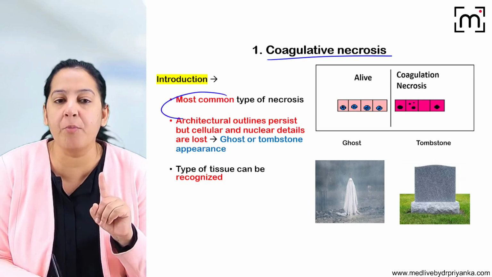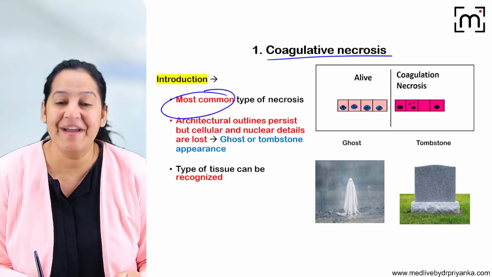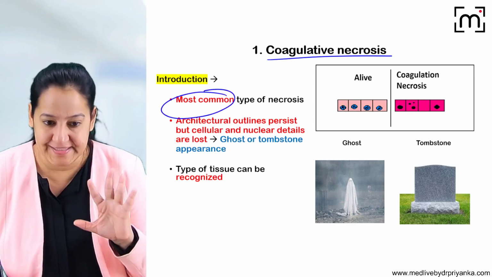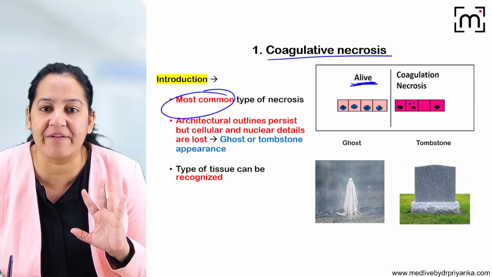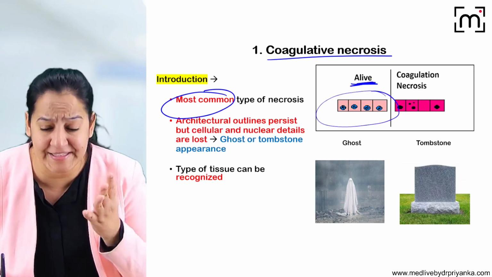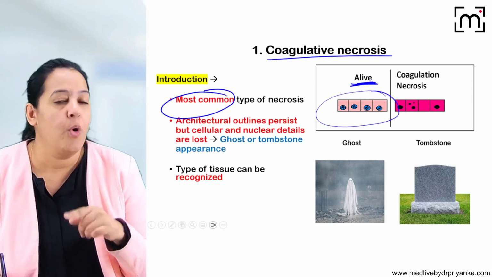See the introduction: it is the most common type of necrosis among the 5. Now here, can you see? Define it. See, this is the cell. This is a group of alive cells. Can you see? Few cells are there. I can see 4 cells. They are alive. What do you mean by that?